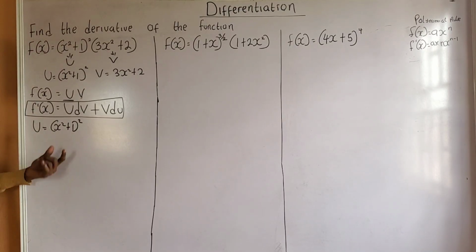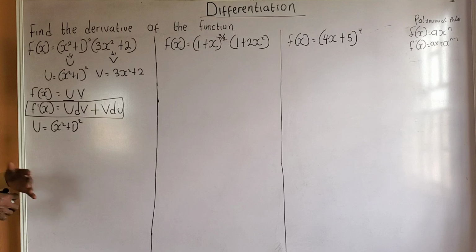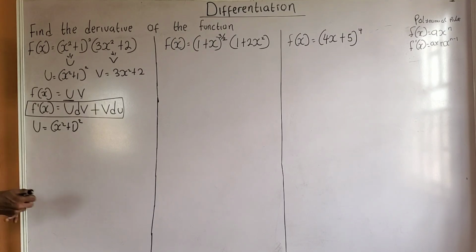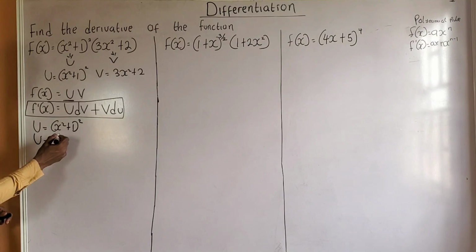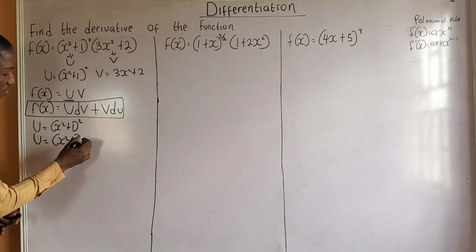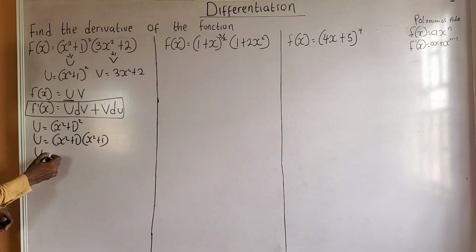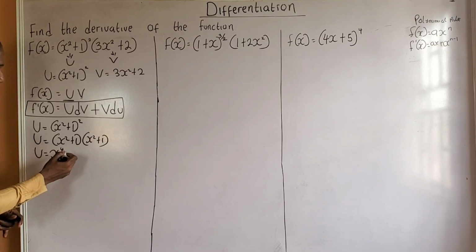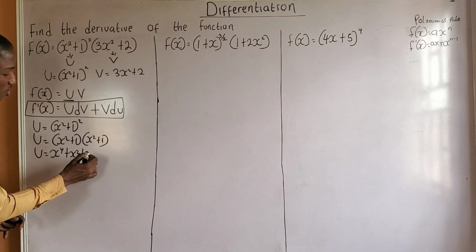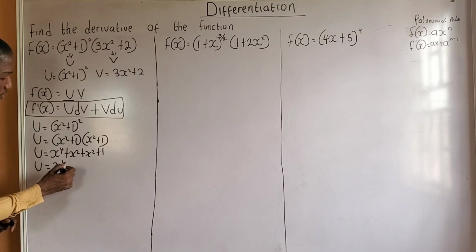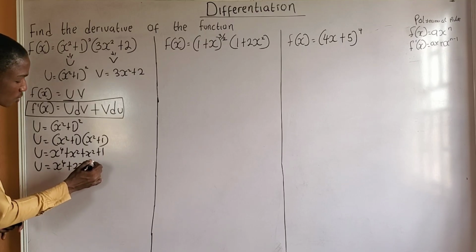But I'm going to expand the bracket and differentiate it. So u equals x squared plus 1 raised to the power of 2, expanded: x squared times x squared is x to the power of 4, then x squared times 1 is x squared, and again x squared plus 1. So u equals x to the power of 4 plus 2x squared plus 1.